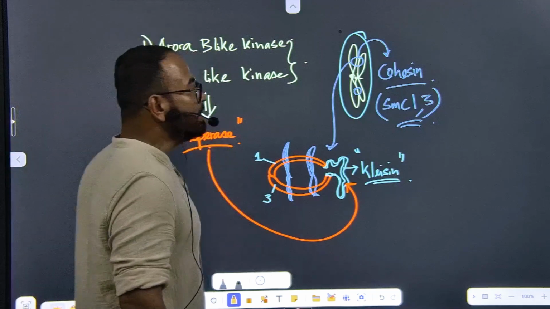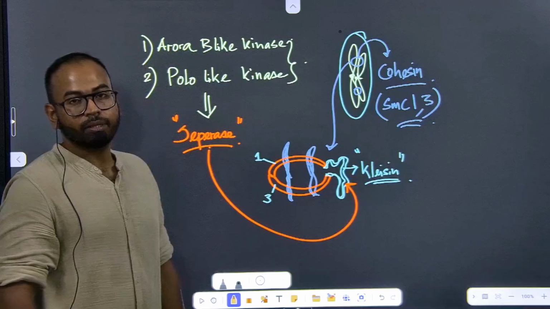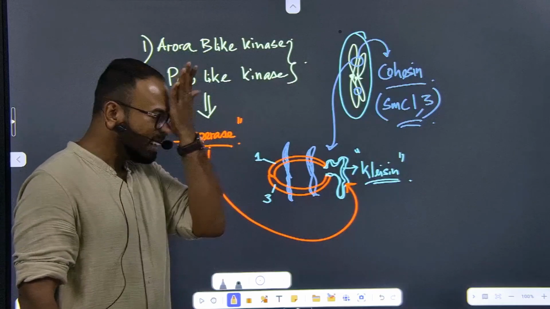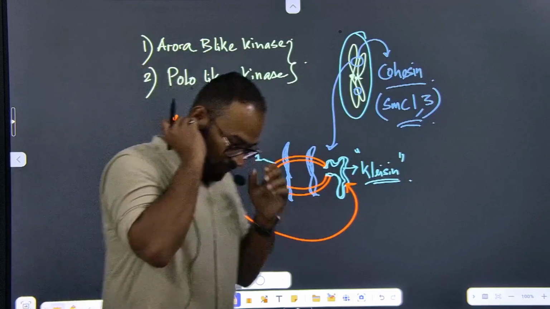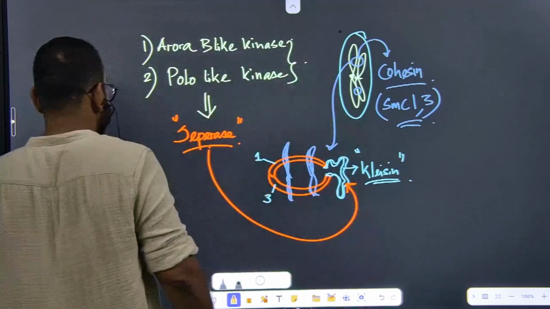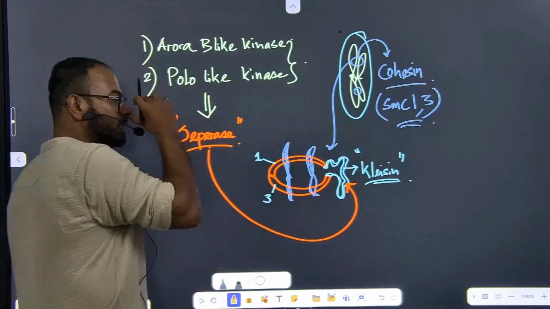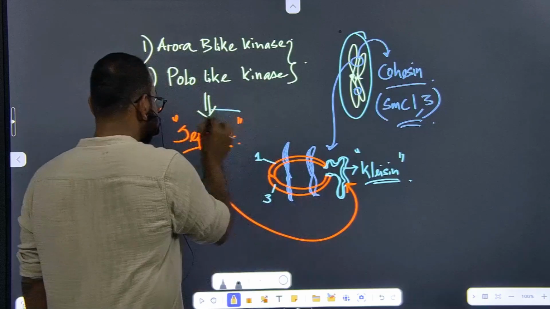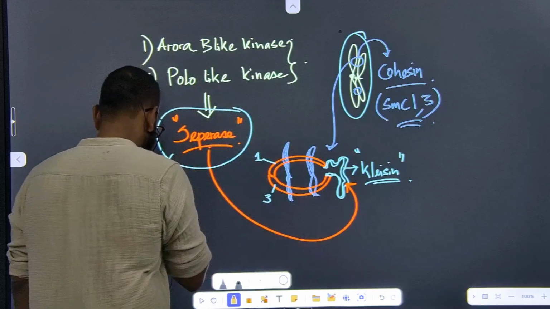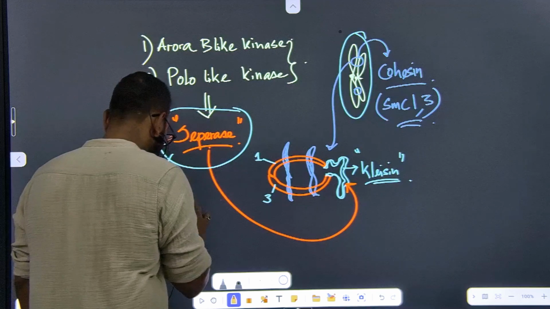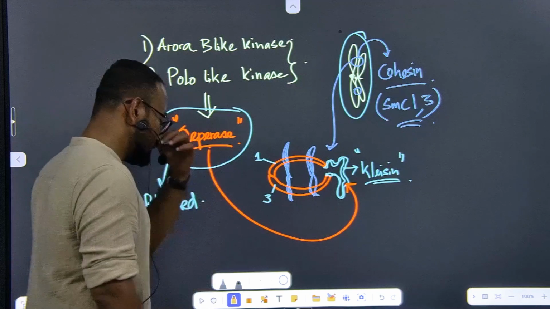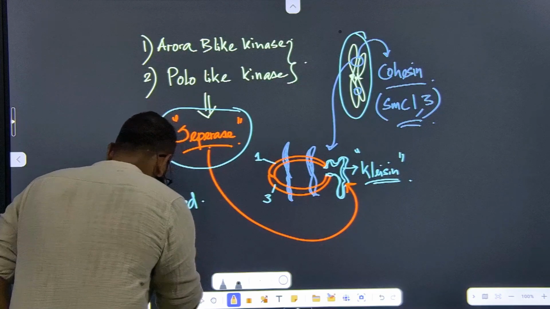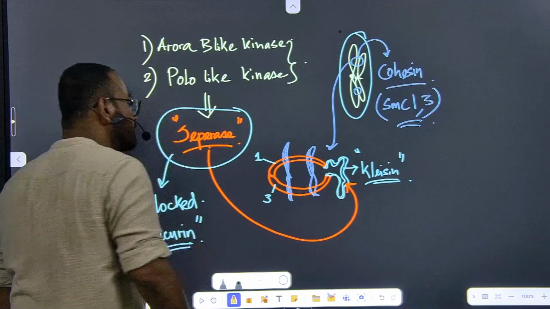But there lies a problem. The problem is at the centromeric region. At the centromeric region of a chromatid, this separase is blocked. This separase unit is blocked by means of another protein which is called securin. Separase is blocked by means of securin.